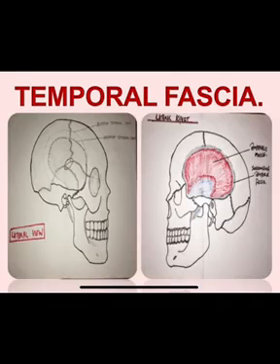Right here is an illustration of the temporal fascia. It has a blue color there. You can see it surrounding the temporalis muscle, which is red color. So the temporal fascia is showing on the lateral view of the skull.